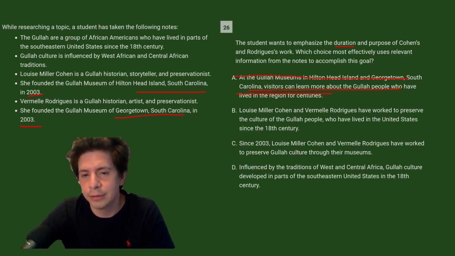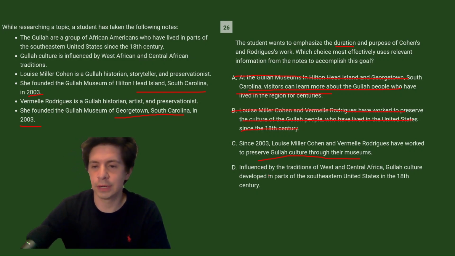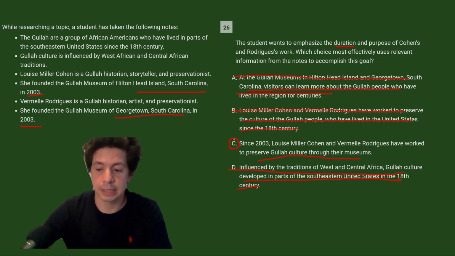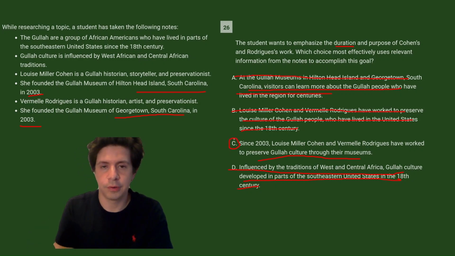Since 2003, Louise Miller Cohen and Vermelle Rodriguez have worked to preserve Gullah culture through their museums. Okay, so I think that's the best option so far because that mentions the duration since 2003 and the purpose, right, to preserve Gullah culture through their museums. And then D, influenced by traditions of West and Central Africa, Gullah culture developed in parts of the southeastern United States in the 18th century. That doesn't talk at all about Cohen and Rodriguez's work, right? So you see, by focusing on what the question's asking for, you can really knuckle down and know exactly what you can eliminate. All right, now one more.